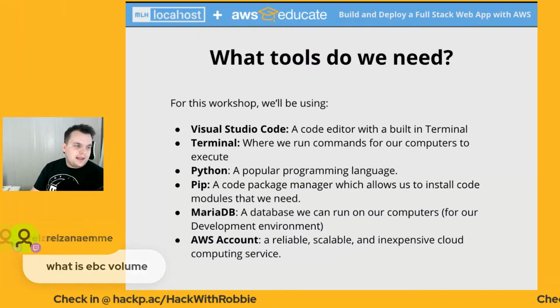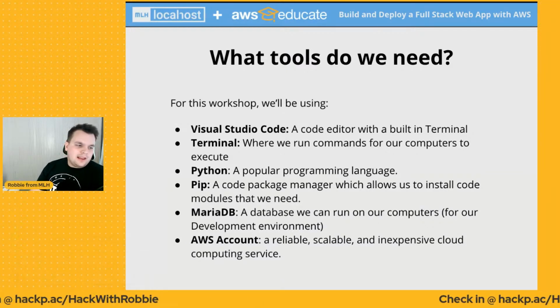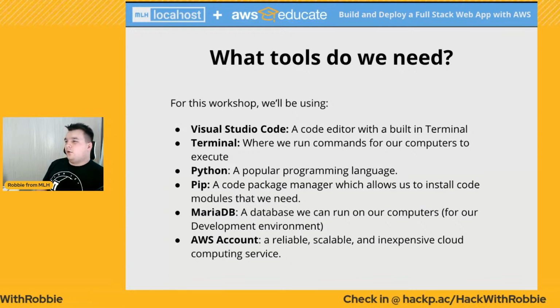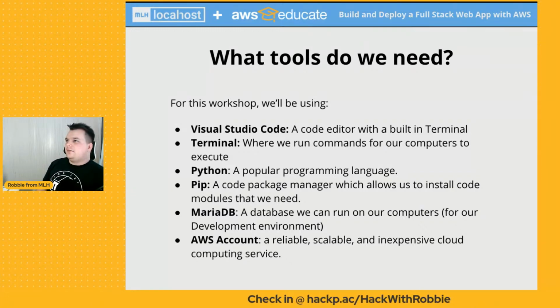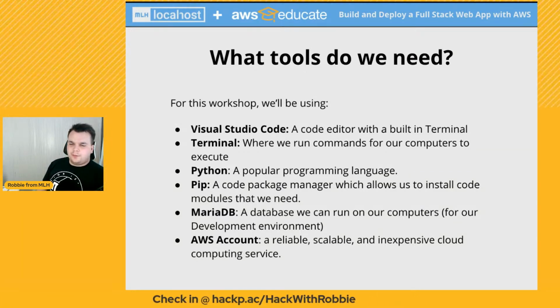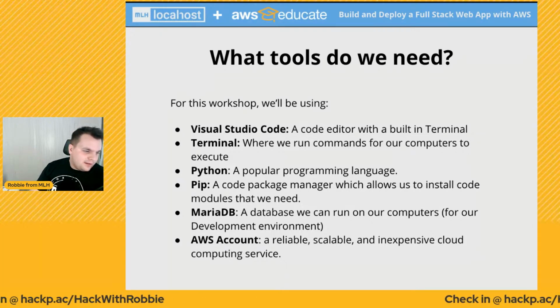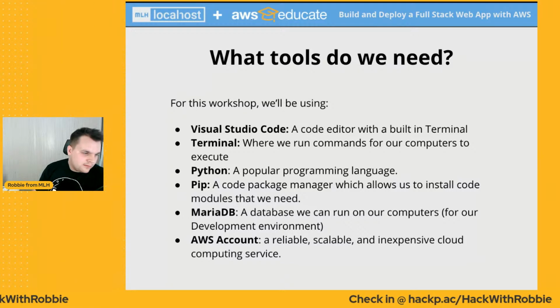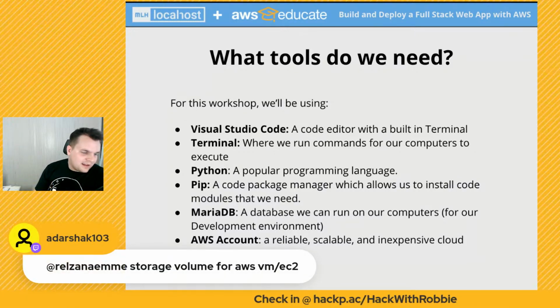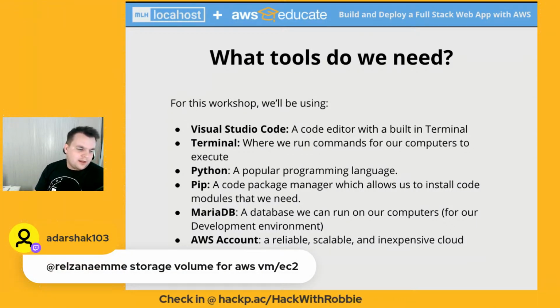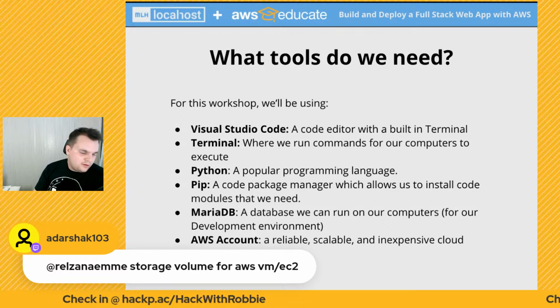What is an EBS volume? EBS is Elastic Block Store. I don't want to go into the details of it too much because we'll be here a while. It's basically some kind of file storage mechanism. Oh, we've already got a fantastic answer. Here we go. Storage volume for AWS EC2, exactly.